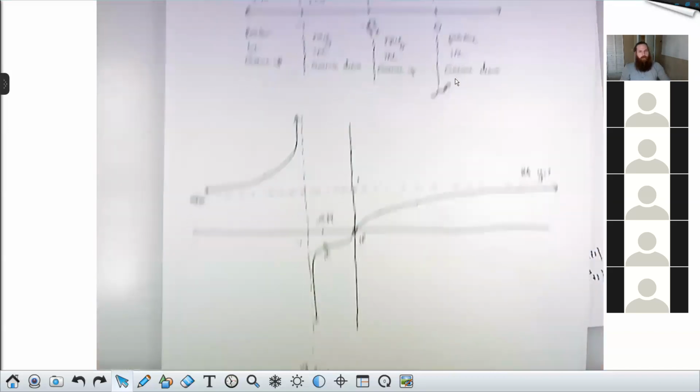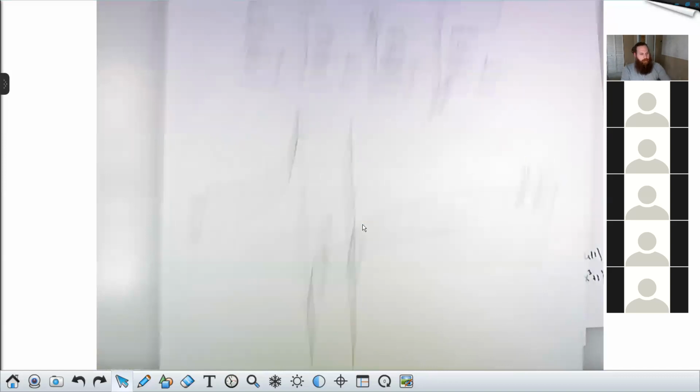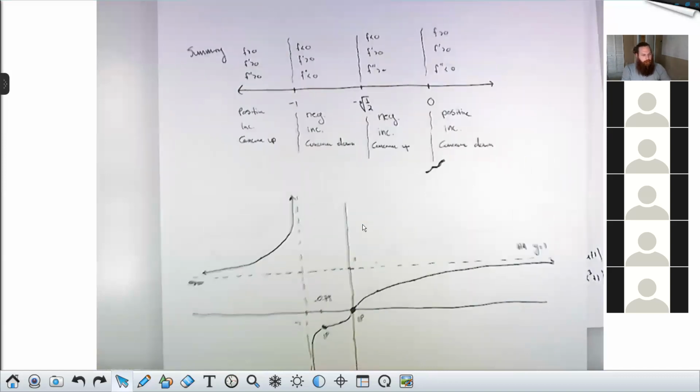So you see we're everywhere increasing, right? As you go left to right, we're always going uphill, always going uphill. And then I've got these two inflection points here. One at this guy, where we go from being concave down to concave up. And then one here at 0, where I go from being concave up back to concave down. Now my one concern is that at 0, I should also have a horizontal tangent, because f prime was equal to 0 at 0.